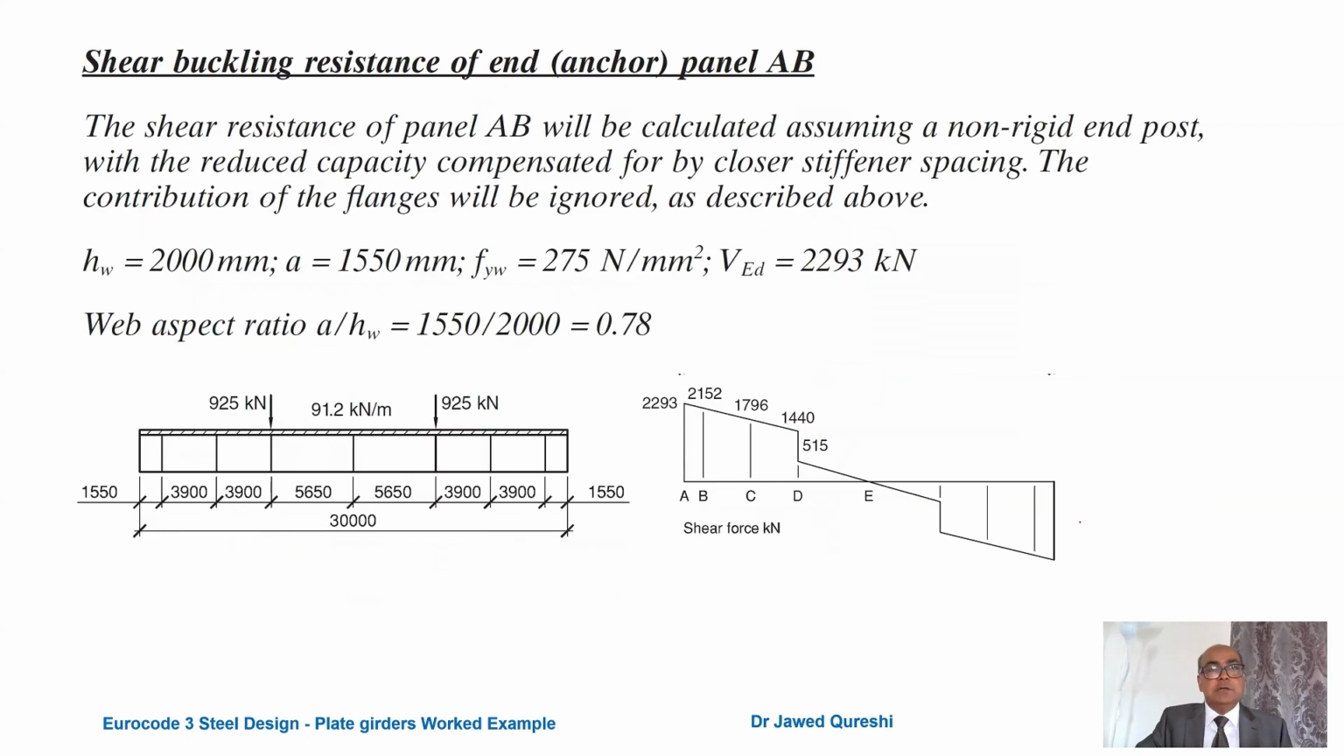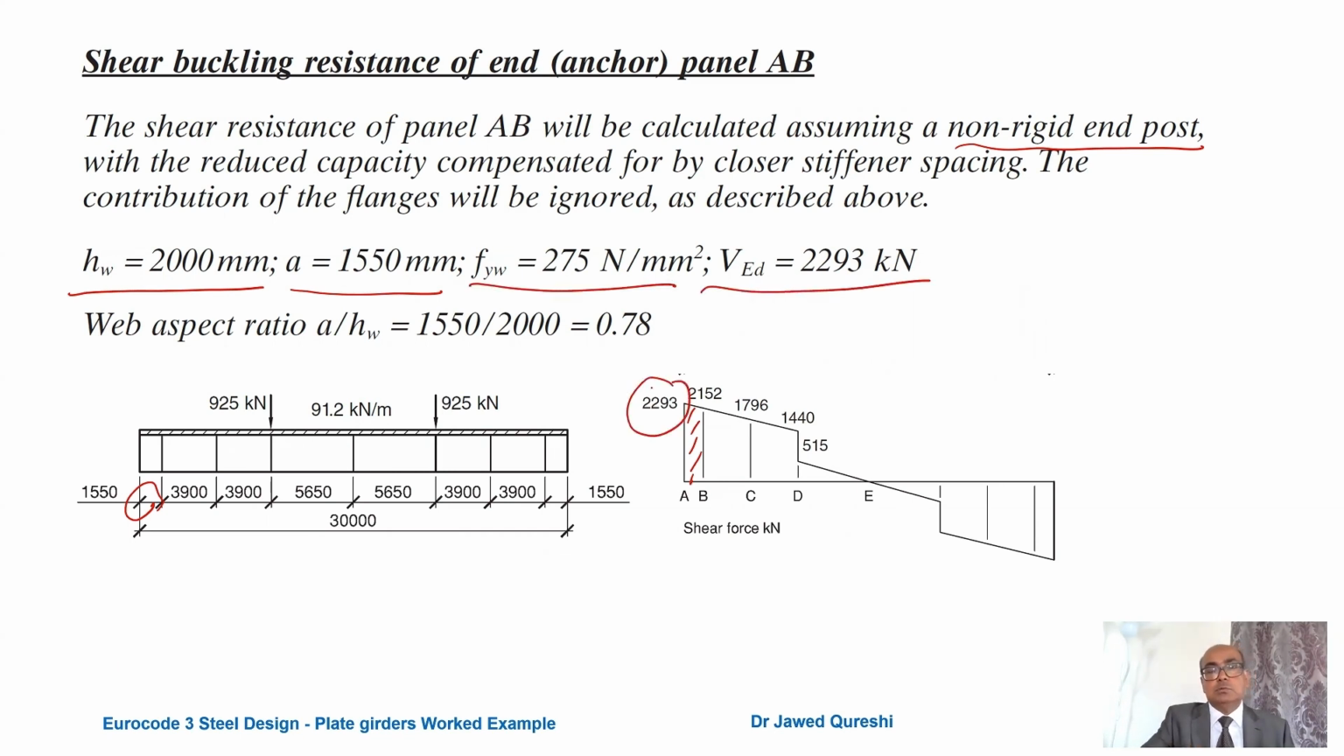Let's first of all find out the shear resistance of the end panel AB. AB is this panel, and we're assuming that it is a non-rigid end post. We have quite close spacing over here, so the contribution of flanges will be ignored. So HW is 2000. A is the distance between two transverse stiffeners, which is this distance, equal to 1550 millimeter. FYW is 275. VED is applied shear at this point, which is 2293 kilonewton. Web aspect ratio A over HW is 1550 over 2000, which comes out to be 0.78.